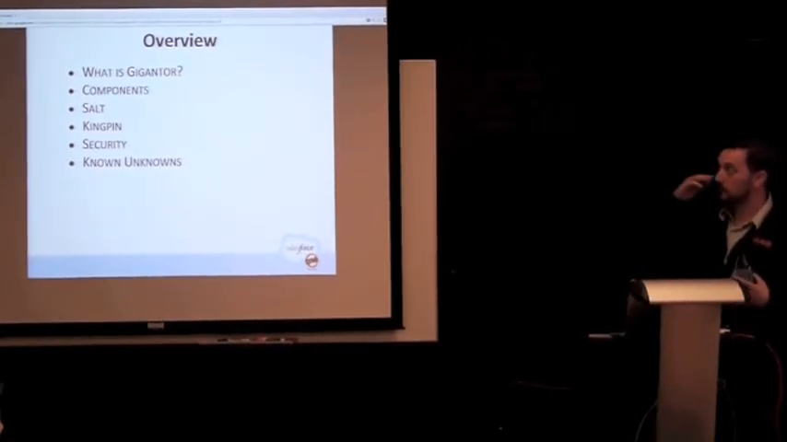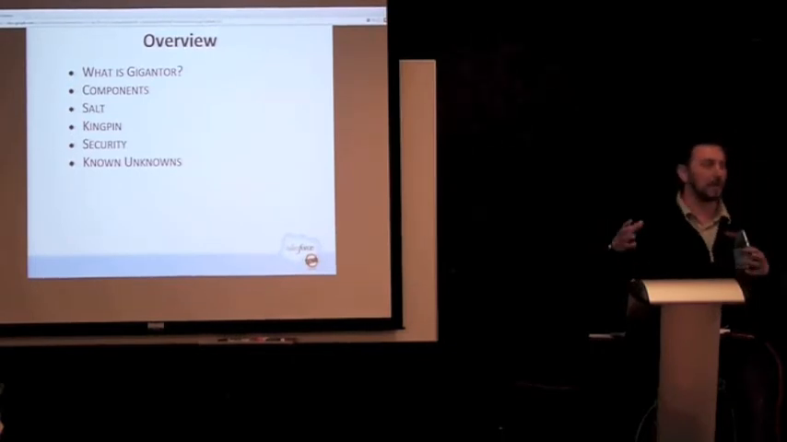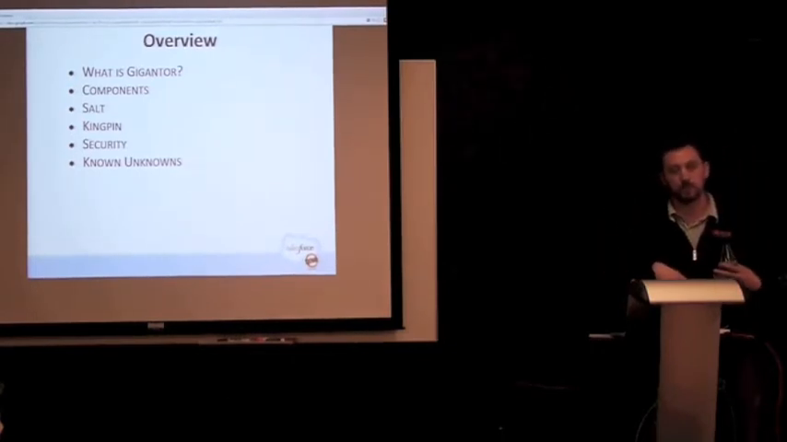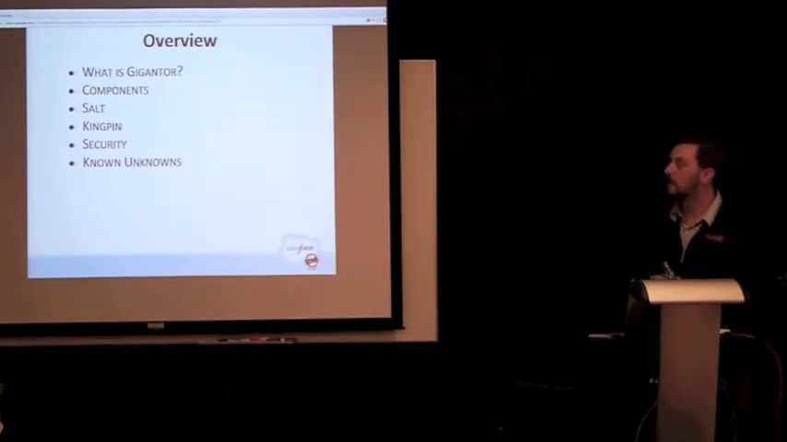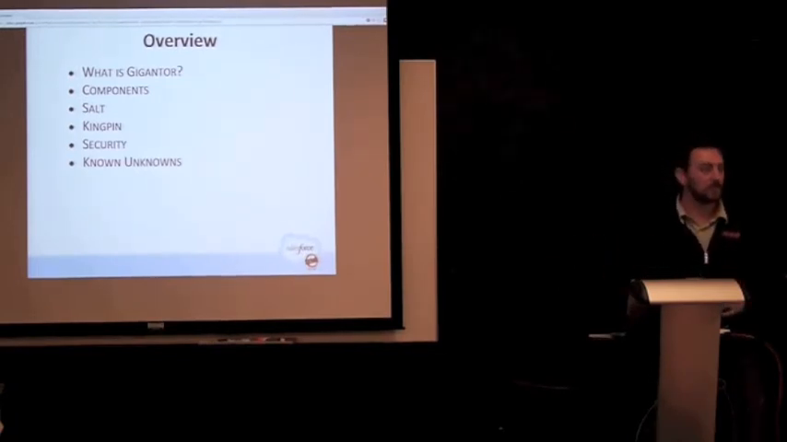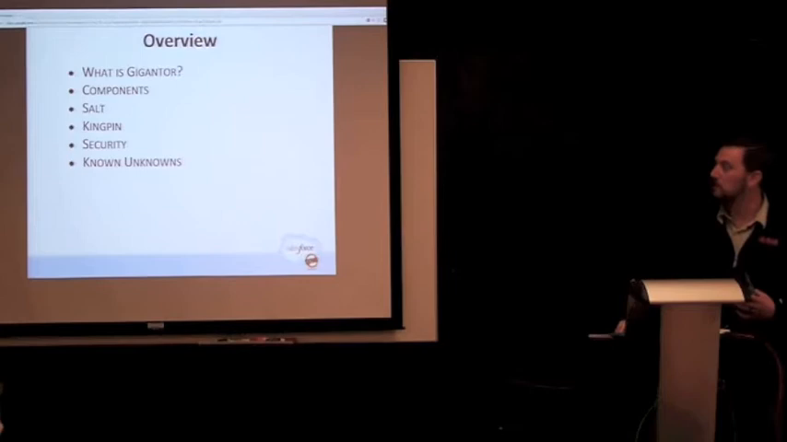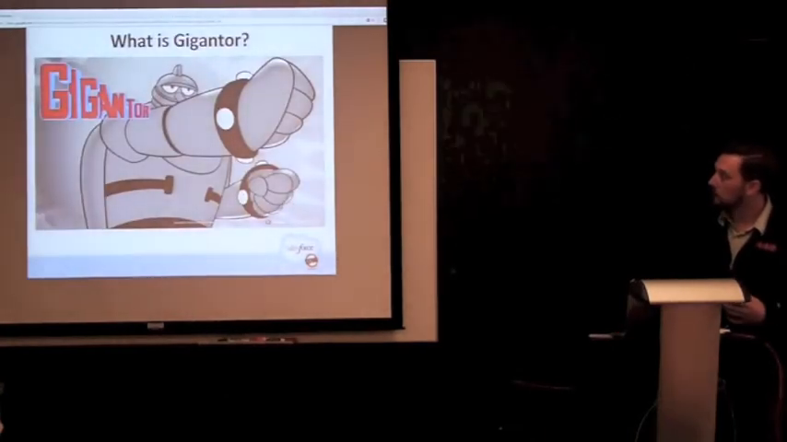So I'm going to introduce really what Gigantor is, and talk about some of the components, Salt and Kingpin being notable ones. We invested in security, applying security from our existing infrastructure on top of Rundeck, and I'll cover how we did that. And then we'll go into known unknowns, future directions, whatever you want to call it. Some of which, honestly, you touched on, so hopefully some of these you'll just tell us are now known knowns. So, Gigantor.